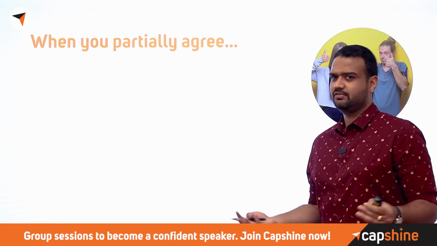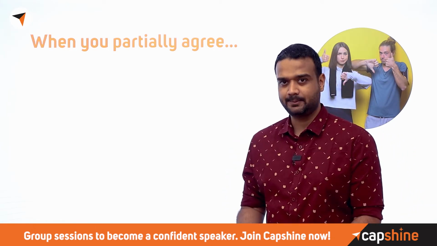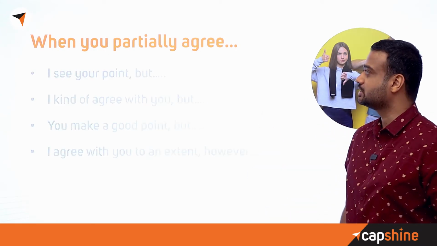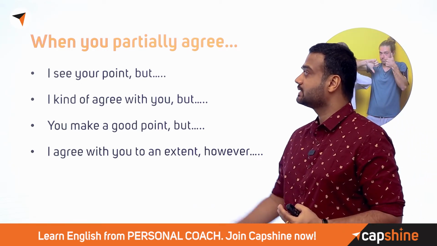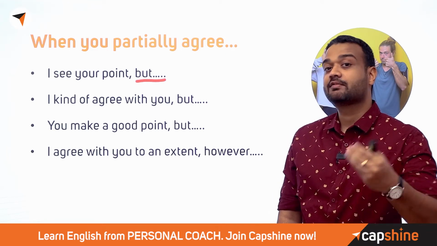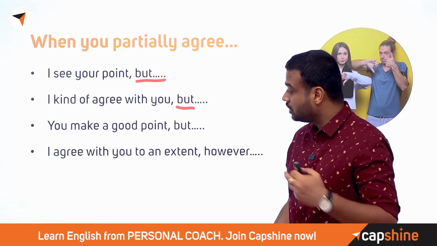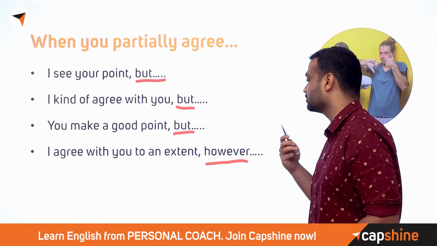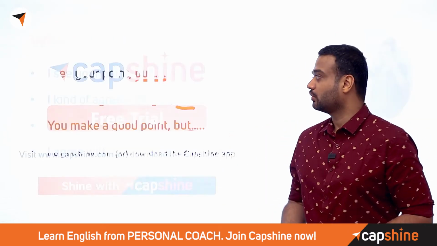What if you sort of agree with what they say? People say something, you agree with them, but not completely. You're not really disagreeing with them either, you partially agree. Let's look at some situations before which some phrases we could use. I see your point, but, so the use of a but, a conjunction, shows that there is a sort of a twist in that phrase. I kind of agree with you, but you make a good point, but I agree with you to an extent. However, all these conjunctions help show that there is another layer to your opinion.